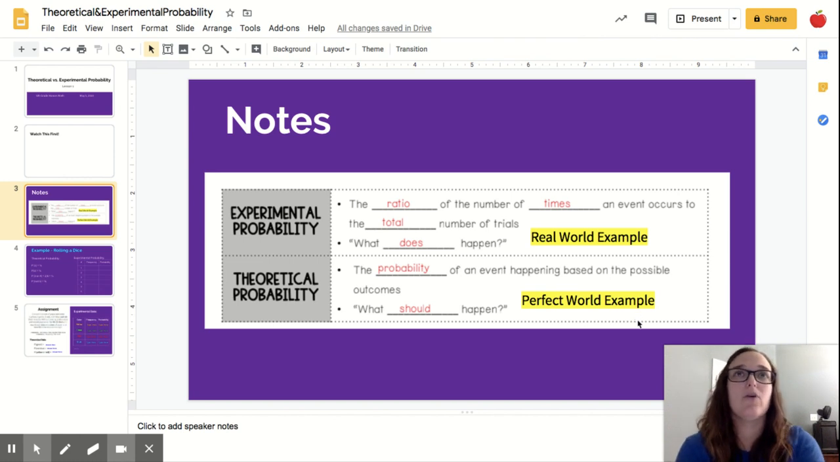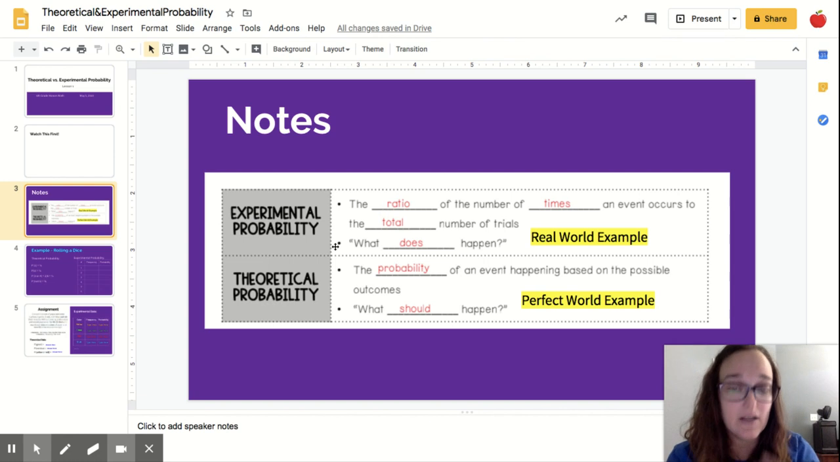So, talking about some of the probability situations we talked about last week, like flipping a coin or rolling a dice. Flipping a coin, the probability of getting a heads would be 1 out of 2. Probability of getting tails would also be 1 out of 2. But if I flip a coin twice, am I always going to get 1 heads and 1 tails? No. So theoretically, I should get 1 heads and 1 tails if I flip my coin twice.